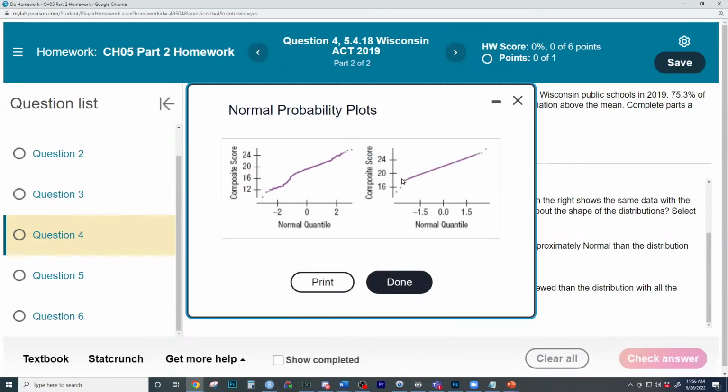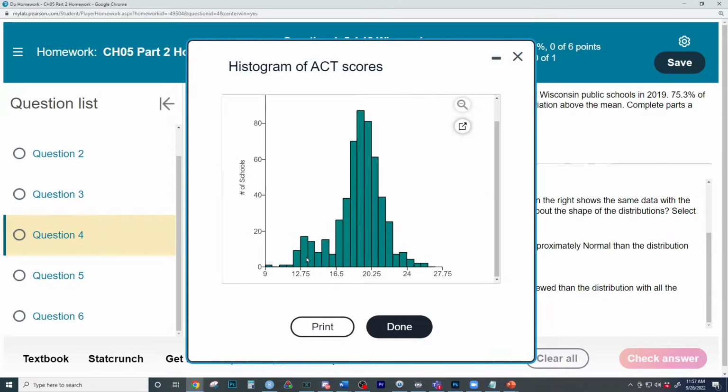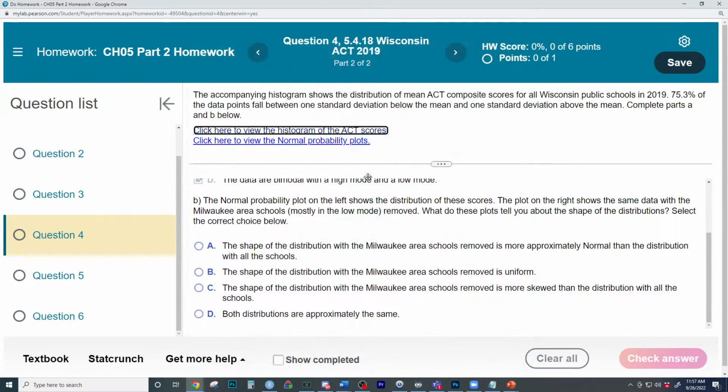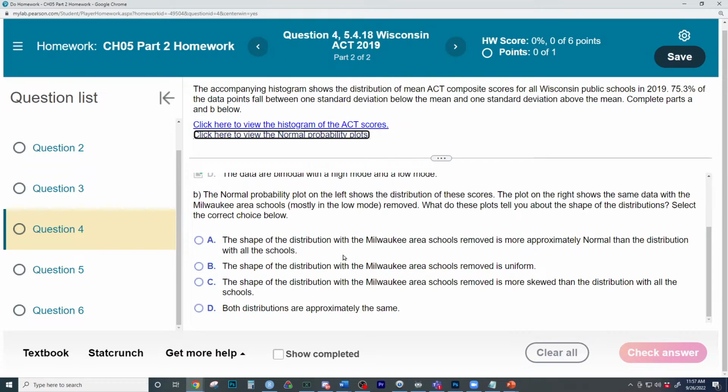So let's take a look right here. And if you notice, this is more normal. It really follows the straight line. Where down here, you see the second mode. The weirdness down here at the start of this is due to the weirdness over here. This does not perfectly follow the normal. So when you're looking at it, you see this does not perfectly follow in the lower region. If you remove it, it does follow the normal pretty well. So the shape of the distribution with the Milwaukee area removed is more normal.